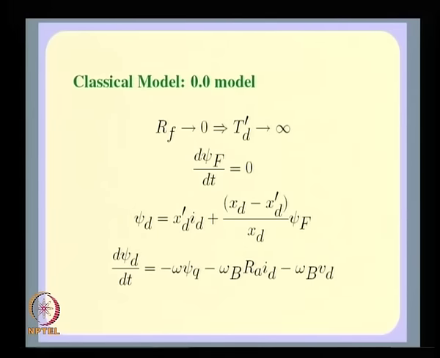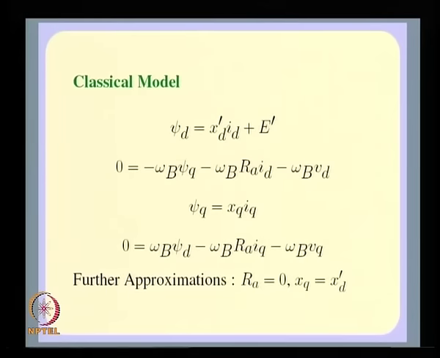Now, a further simplification, which I talked about right in the beginning, is that you set d psi d by d t equal to 0 as well. If you are going to study slow transients, this is an okay approximation to make. So, for the classical model, setting d psi d by d t and d psi q by d t to 0, we have got this model, which does not have any electrical differential equation. We have got the mechanical differential equations, but there is no electrical differential equation.